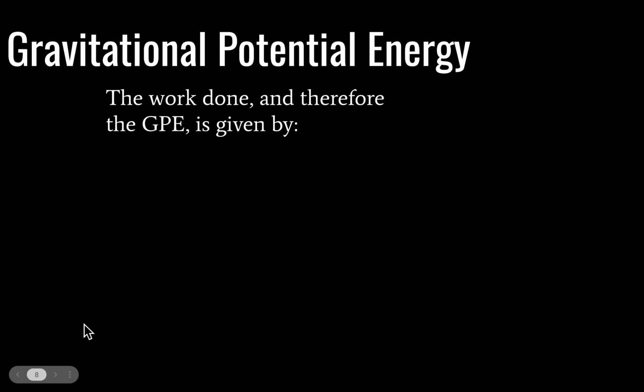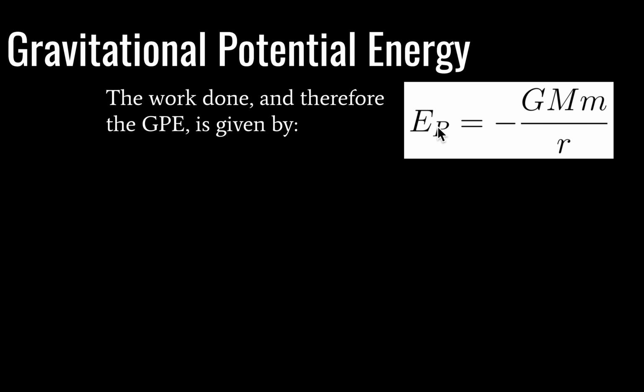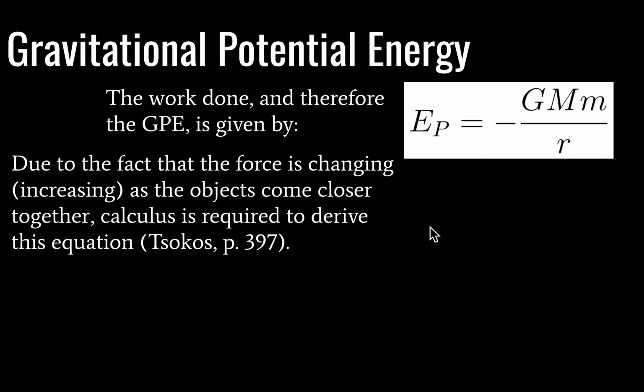In fact, the work done will be given by gravitational potential energy is equal to negative large G times large M times small m divided by r. And because our force is changing as the objects come closer, we need calculus in order to derive this formula. And rather than bore you with it, I'm going to leave you to look it up. If you'd like to do that, it's in SOCOS on page 397. Calculus is not required for this course, but it can be helpful when explaining some of our theories.